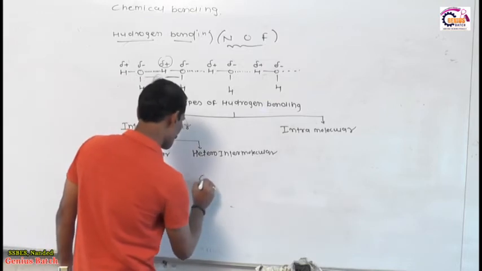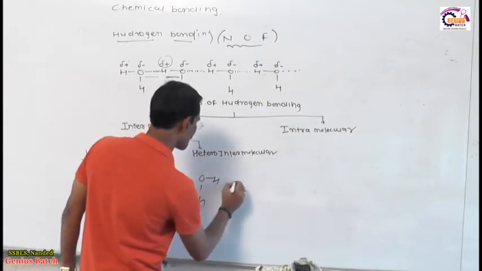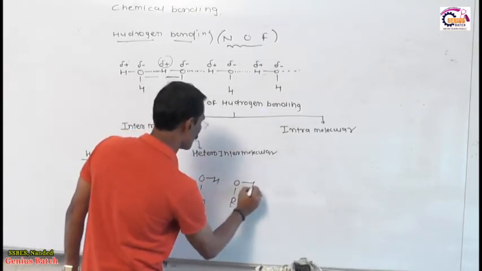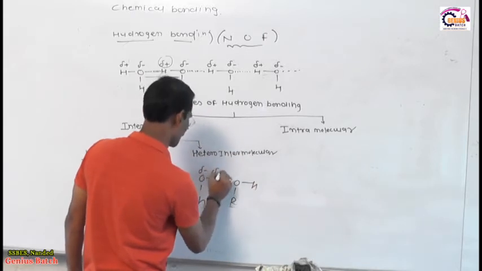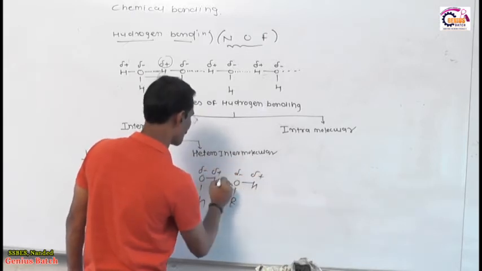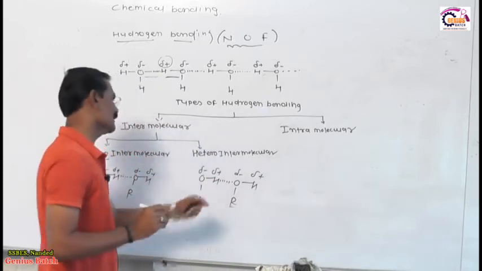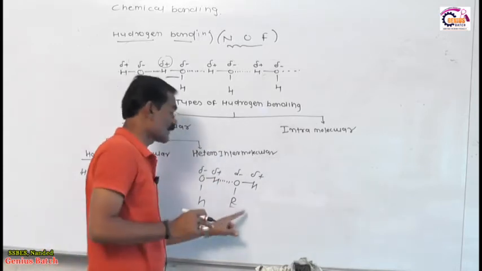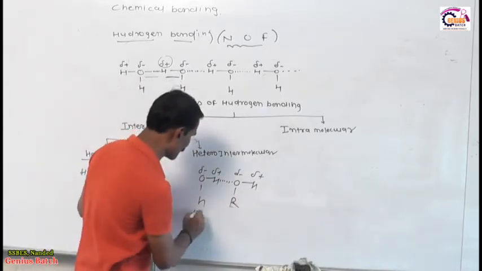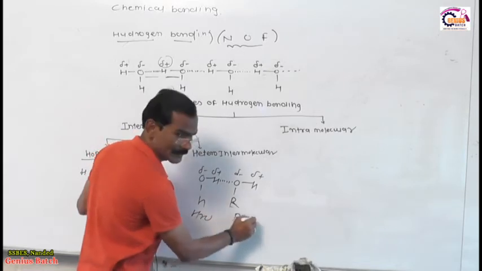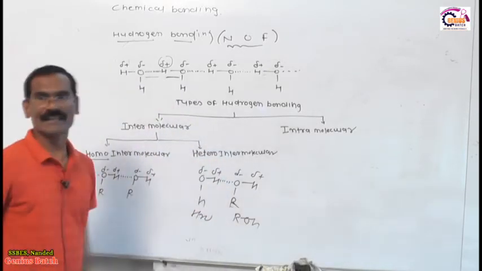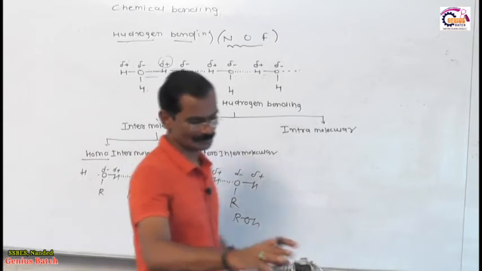Hetero means what? Suppose we have water and we have alcohol. Why is alcohol soluble in water? Due to only this concept, minus and plus. This is intermolecular, but the molecules are different now. One molecule is water, another molecule is alcohol, therefore this is called hetero-intermolecular hydrogen bonding.